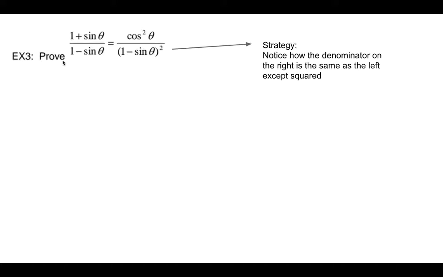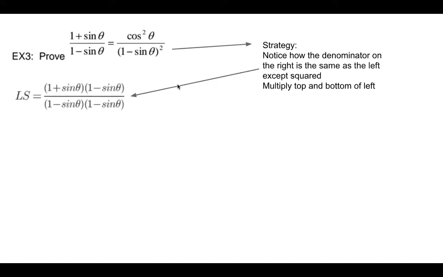We notice that the left side is actually the same as the right, except the right's squared. And so we're just going to multiply the top and the bottom of the left one to make it the same denominator, just a common denominator. So we take the left side, which is this part here, and we multiply in 1 minus sine so that we have the same denominator as the right side.